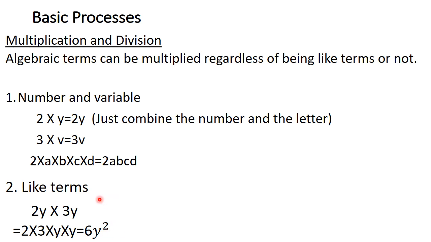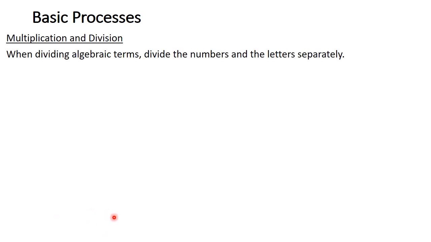I've done it like this just for illustration, but for those who can just do the multiplication in their heads, you can skip this part. You can just equate this to 6y squared. 2 times 3, 6, and y times y, y squared. So it's going to be 6y squared.